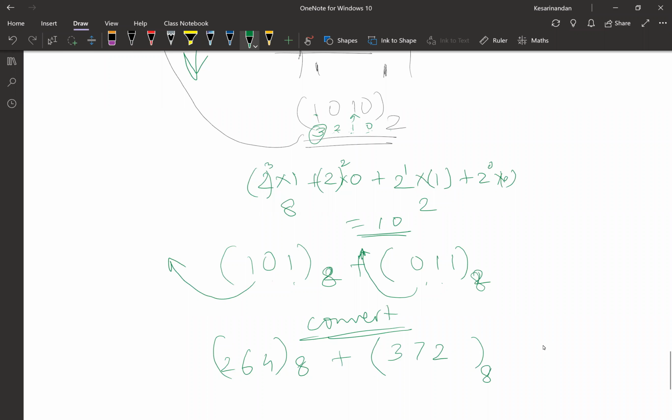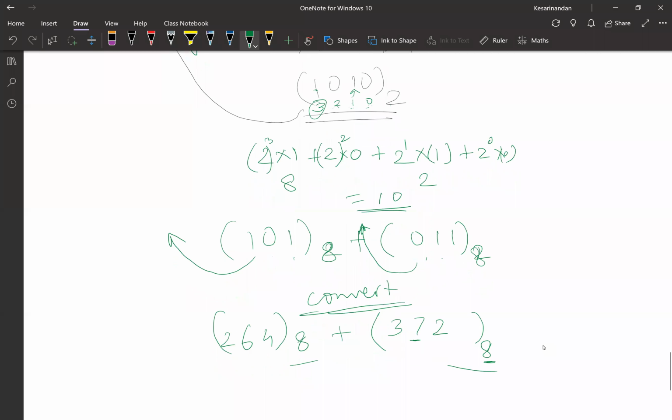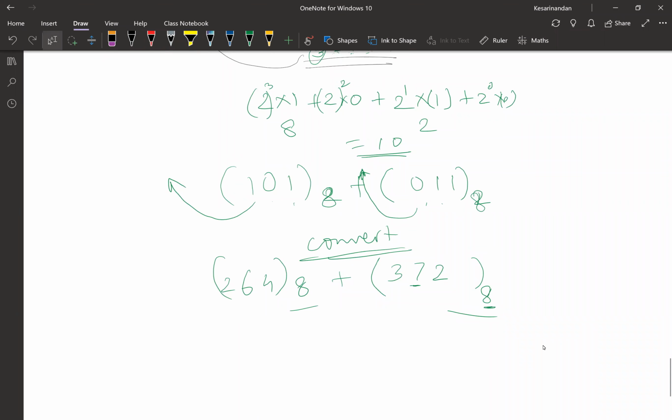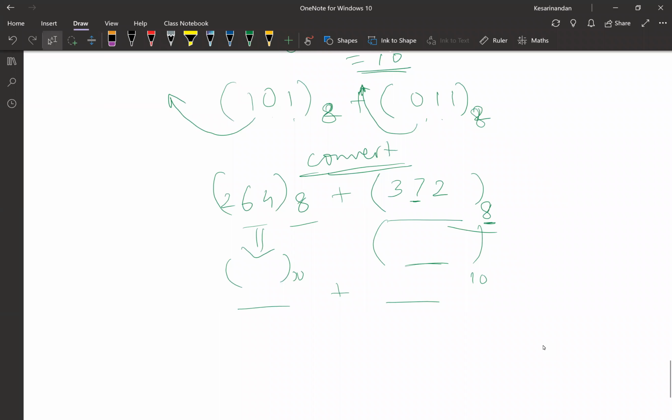And 372 to the base 8. Mind you, I cannot have digits greater than 7 in base 8. If this is the case, there are two methods. Directly add them, but you'll have to take care of the powers. Or convert this to base 10, add these numbers normally as we add, because we are very good at adding numbers in base 10, and then convert this sum into base 8 again. Choice is yours. You can do both of them.